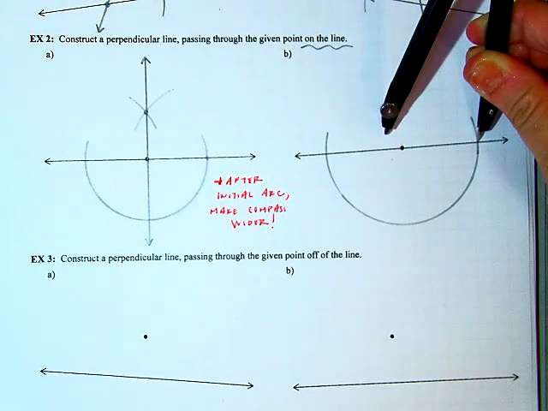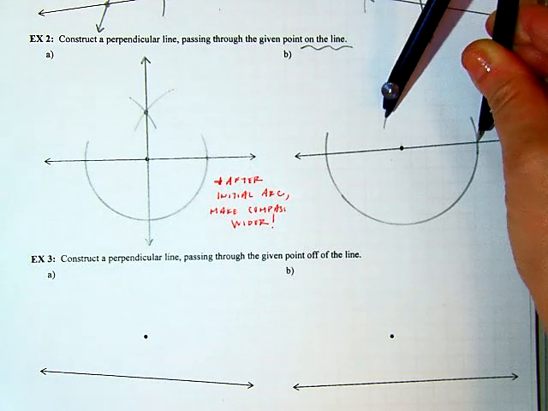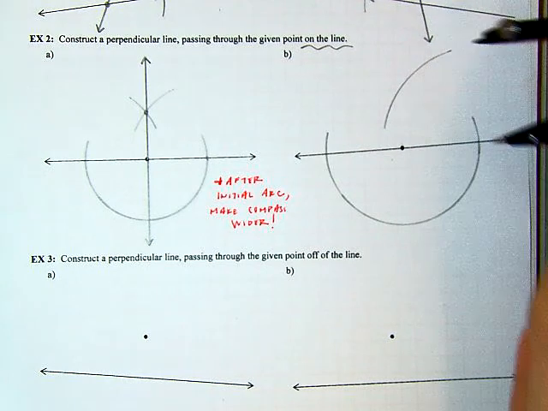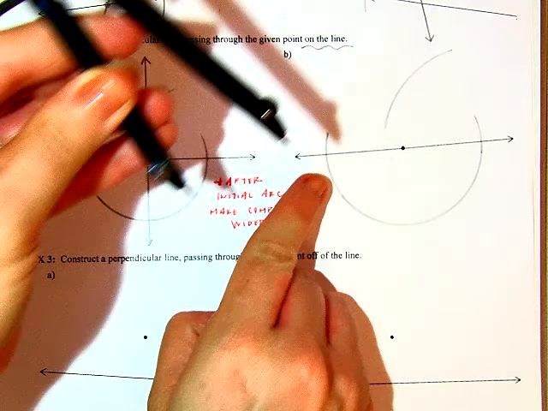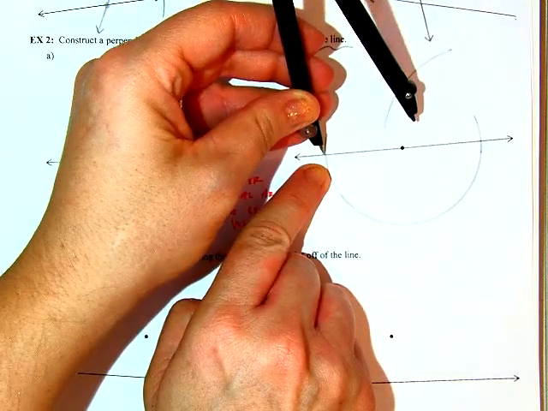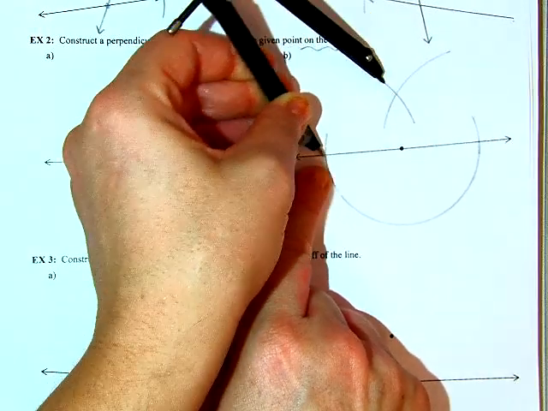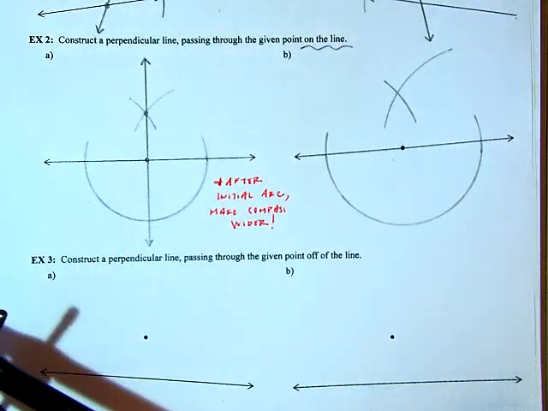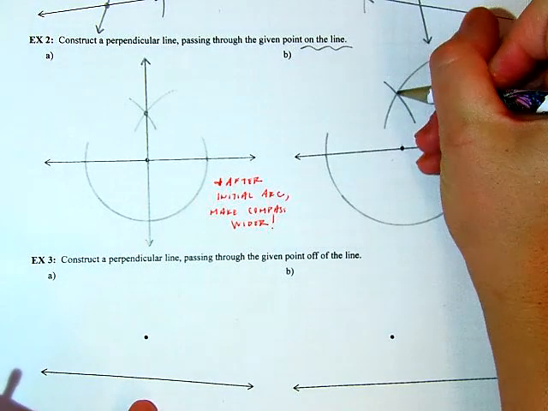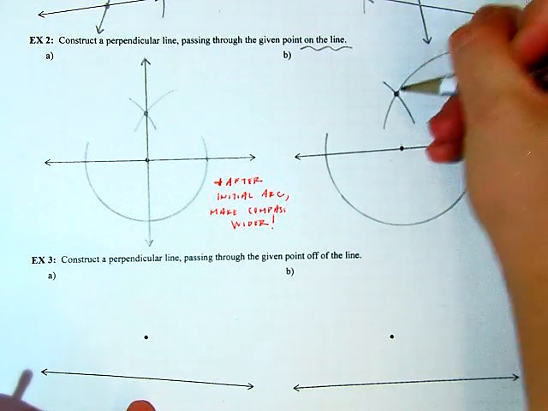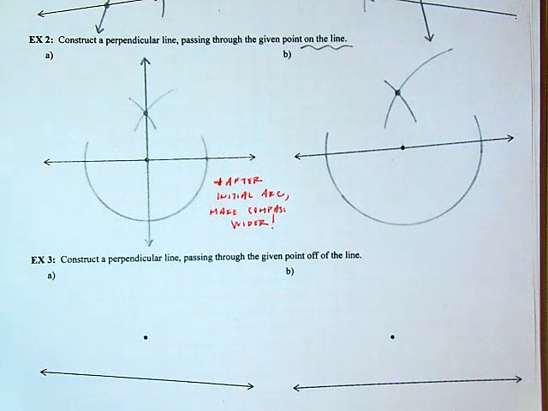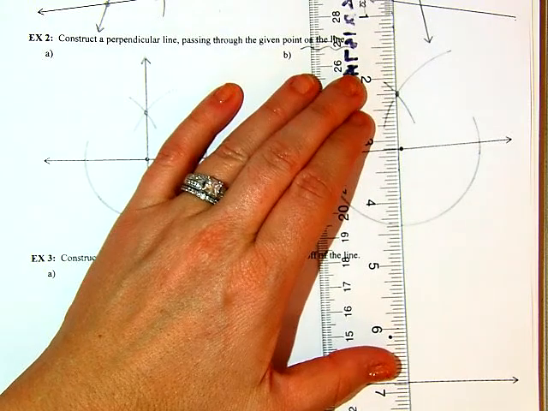So I need to open it a little bit wider. Okay, I like that setting. That looks good. So I'll make an arc in the interior. And then I go to this other point of intersection, and I do the same thing. Okay, and I'm interested in where those two arcs cross. So this location right here. Okay, and then I take my straight edge and I slice on through.